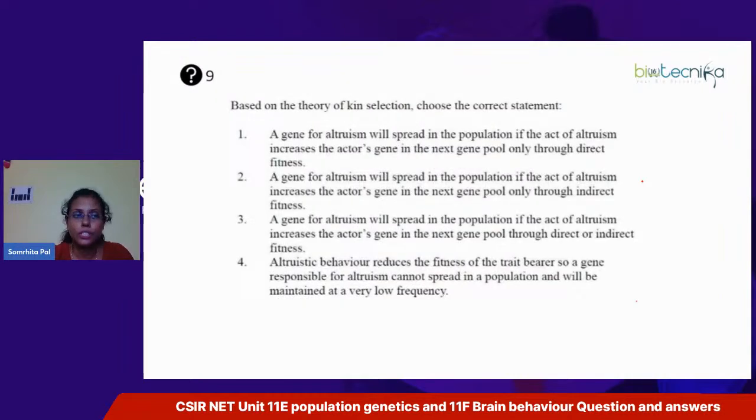Okay, now coming to question number 9. This is very simple. This is again a question from your behavior and particularly from your kin selection.